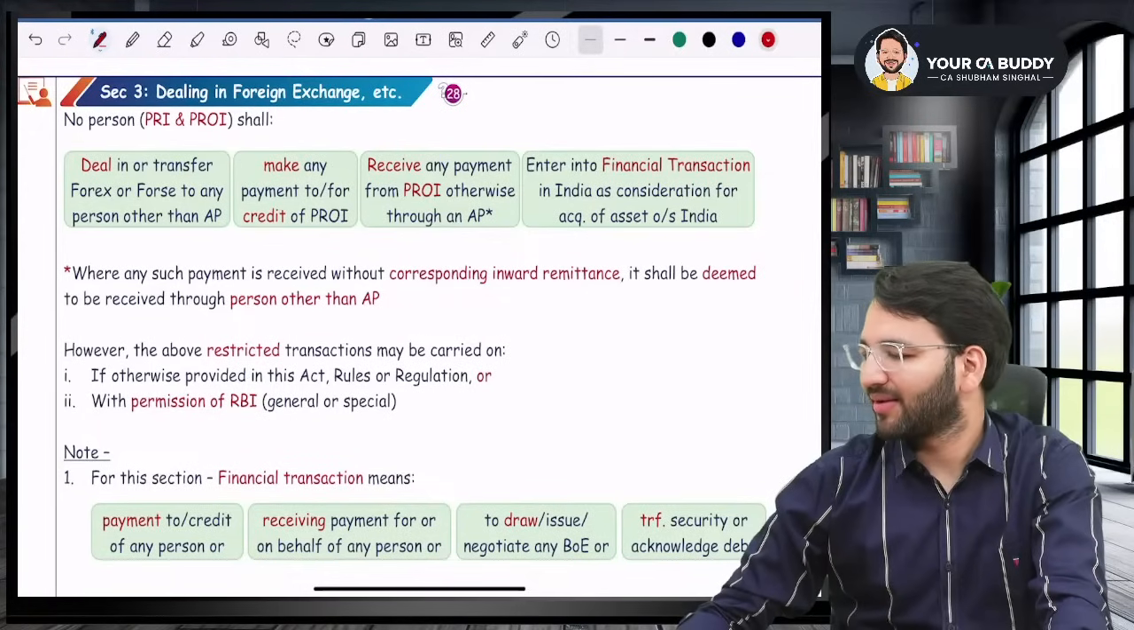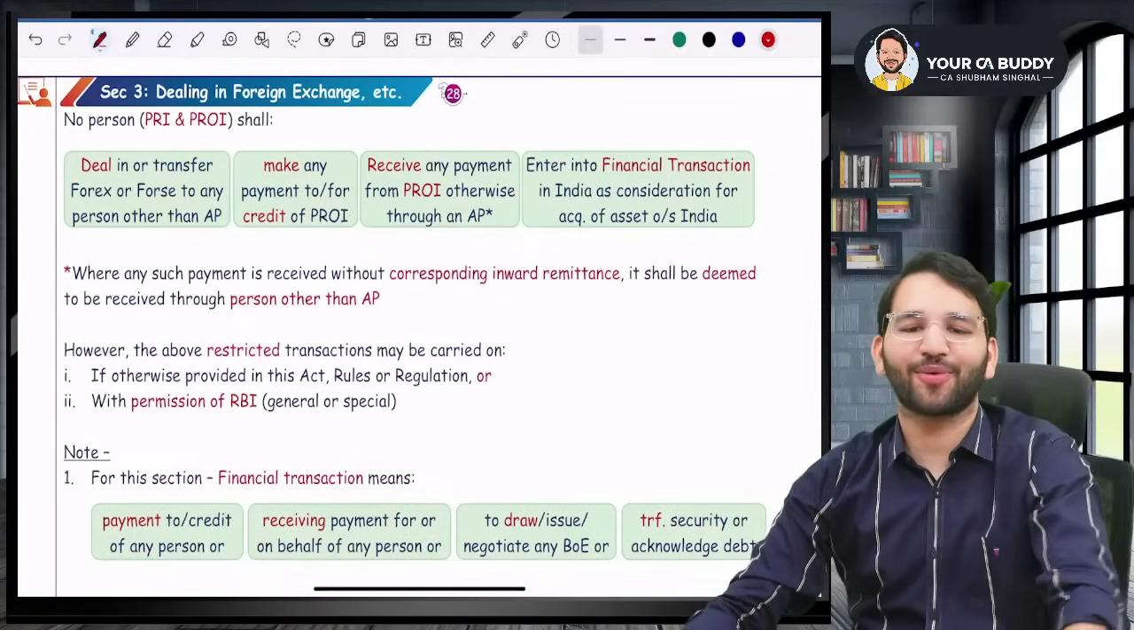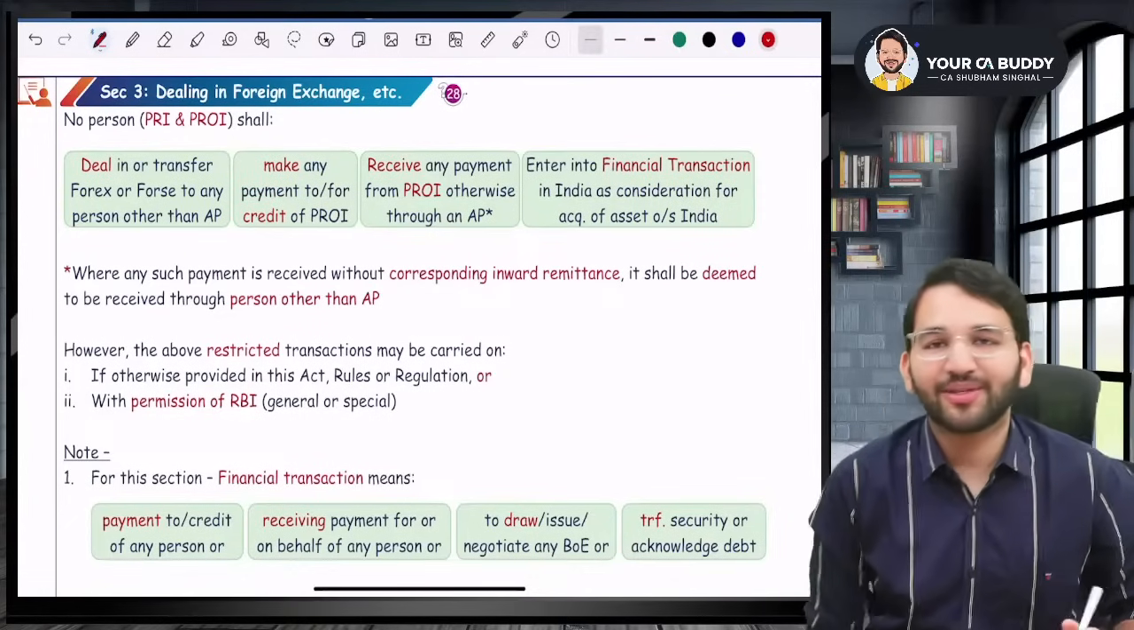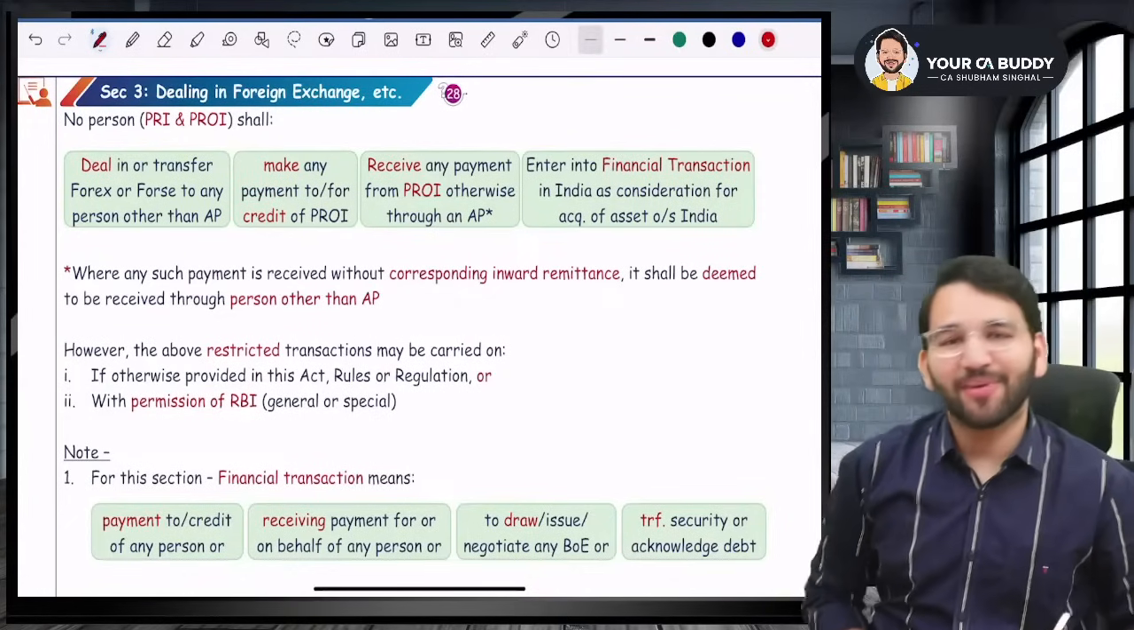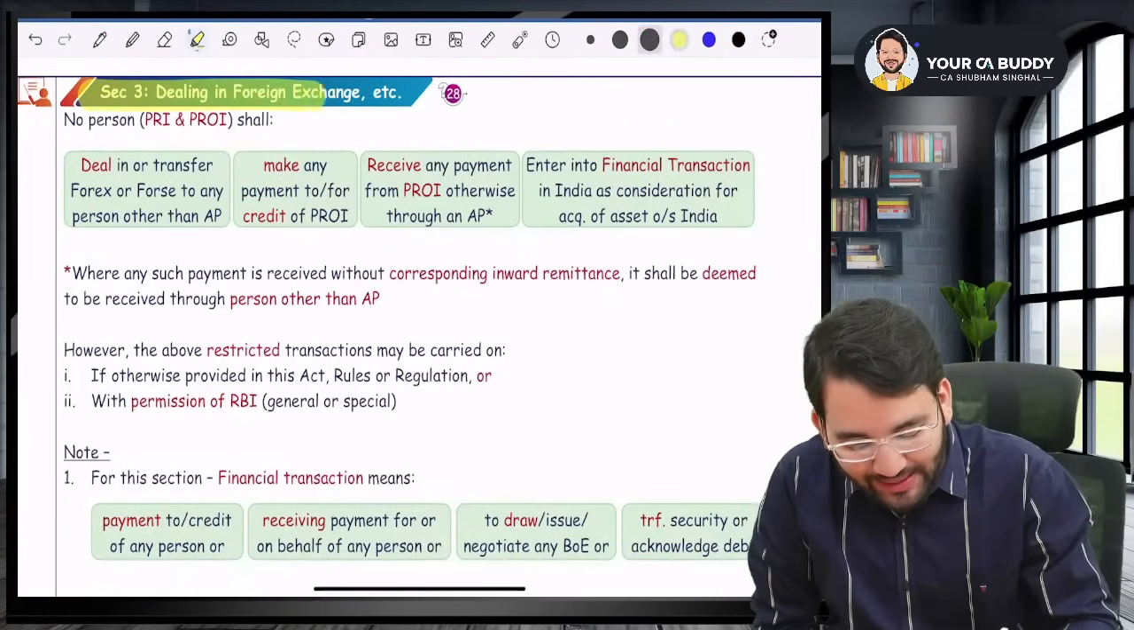Okay, guys, next, let's move forward. Please keep listening to me. Sir, now let's move to the next part of this section. Section number three says dealing in foreign exchange.